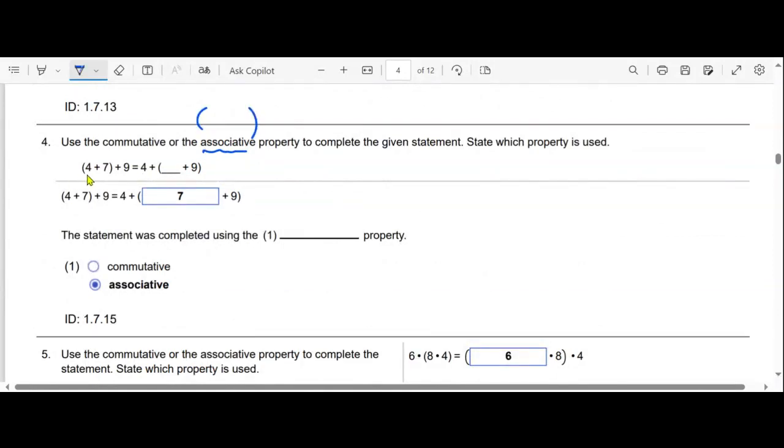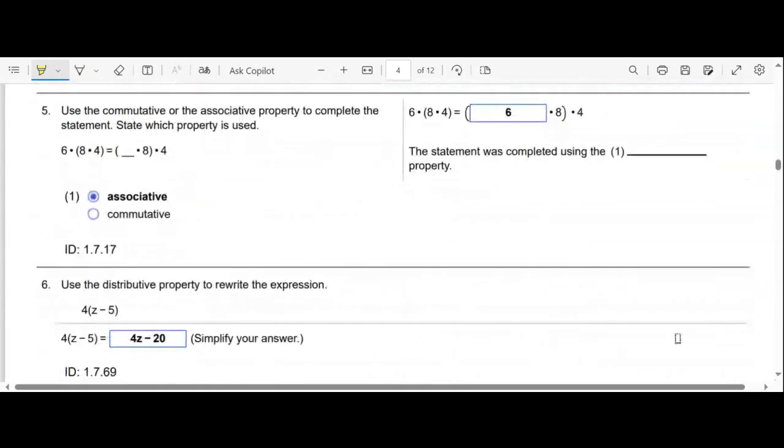It's including the parentheses. Okay, so let's take a look at the associative. Here, 4 plus 7 plus 9. Okay, next it's going to be 4 plus and then open parentheses. It's going to be what? 7 plus 9. So parentheses, we use what? Associative. Okay, is this clear? So we put 7 here and we choose associative. Let's move on to the next one.